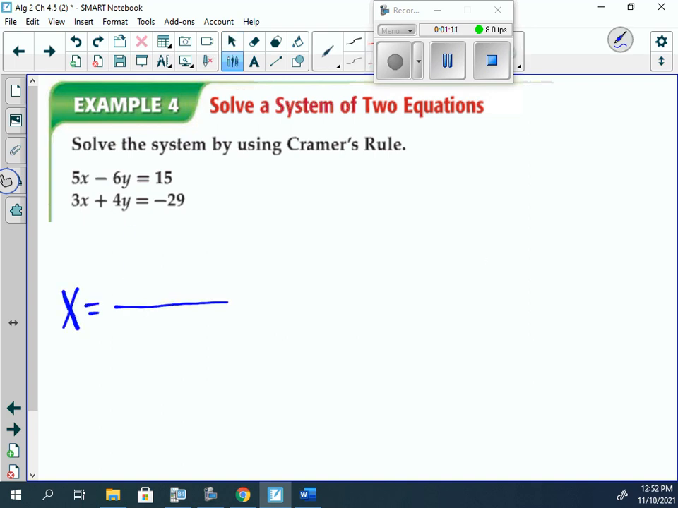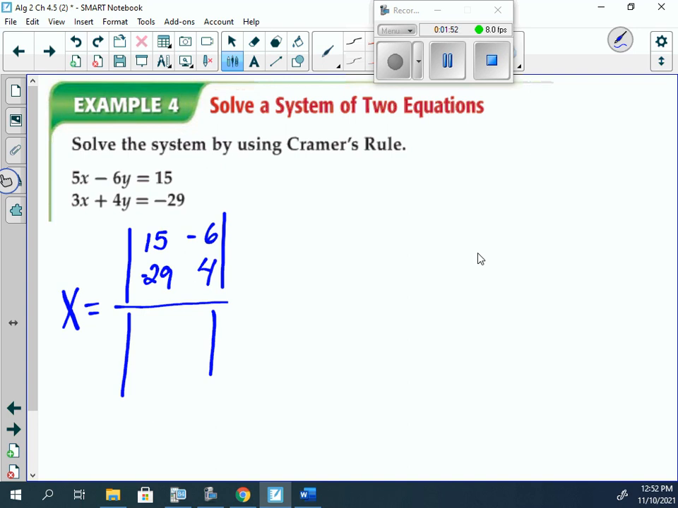So to find the value of x, we're going to have a determinant on top and a determinant on bottom. The numbers that go on top, we're not going to take the x values, because that's what we're solving for. We're replacing those numbers with what it's equal to. For 5x, we're going to write 15 because that's what the equation's equal to. On bottom, we have 3x. Instead of writing 3, we're going to write negative 29 because that's what it's equal to. The values attached to y will stay the same, so we'll have negative 6 and 4.